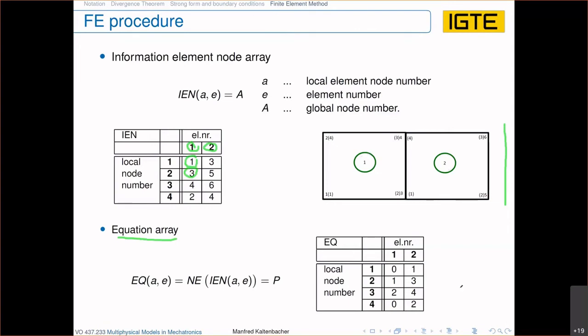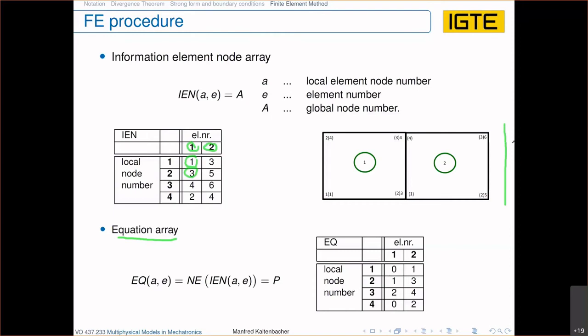And as you can see here, the difference between this information element node array and the equation array is that the entries here are now the equation numbers. Yeah? And as we can see here, node number 1 has got no equation, that's why it is 0. Node number 3 has got the equation number 1. Node number 4 has got the equation number 2, and node number 2 has got the equation number 0.